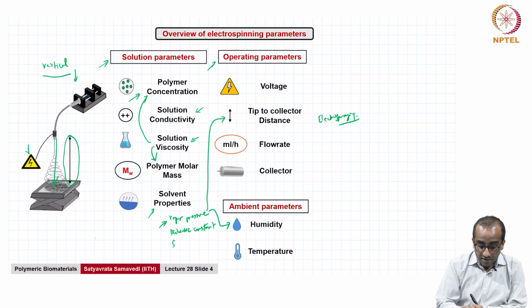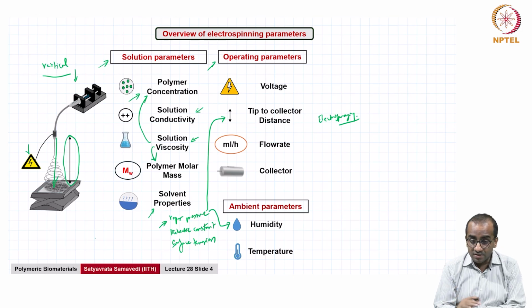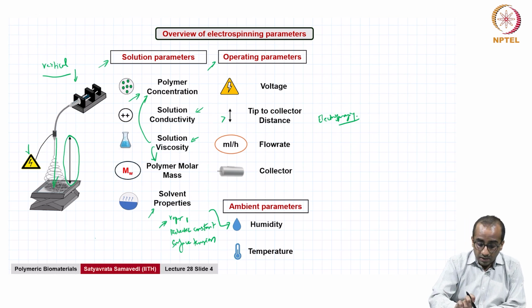Of course, another important property of solvents is the surface tension, right? Water has a very high surface tension. So water-based electrospinning is typically not that easy because of the very high surface tension and the very high dielectric constant for water. So these are some aspects that have to be carefully studied and examined before one starts to look at electrospinning and electrospinnability. That is from the solution parameter perspective.